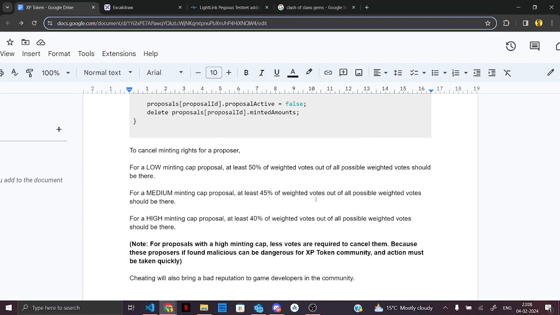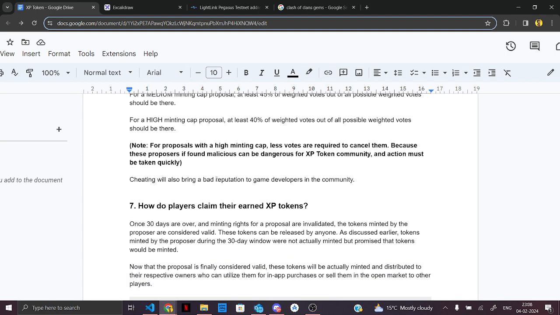Now, for low minting cap, you need 50% of votes to cancel the proposal. For medium, 45%. For high, 40%. For high minting, you need fewer votes to cancel, because high minting cap proposers can have a lot of influence on the ecosystem, so action should be taken quickly. Maybe it may not be in the ecosystem's best interest to gather every vote. So cheating will, this is a very important point, which I think is not a cryptographically secure thing, but I think this can also be helpful. Cheating will also bring a bad reputation to game developers in the community, so that is not something they'll like to do.